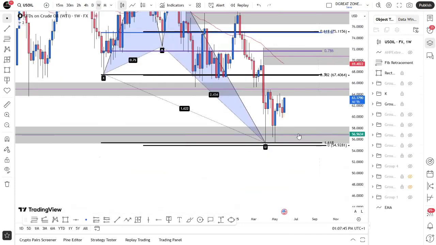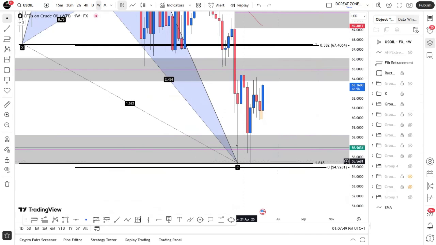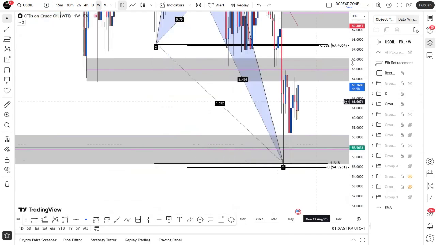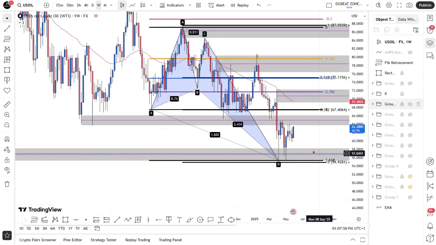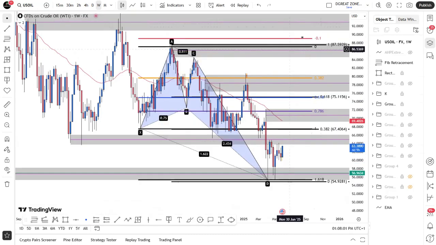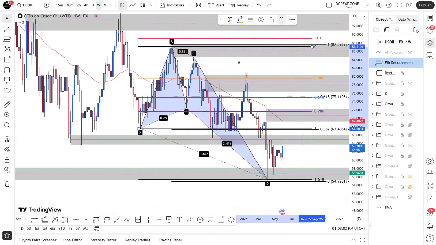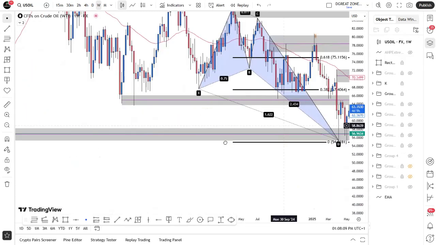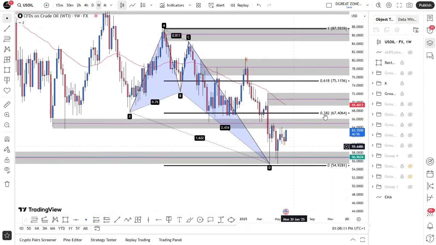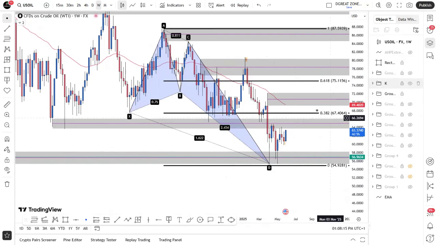Look at how accurate that is. It has happened in the past countless times. You can see all of these are past successful trading opportunities we had on US oil. It has happened in the past and it will happen again. There are no two ways about it. Key level, valid harmonic pattern. We are looking at 0.38, which is $67.4060, and then the final target at 0.61, which is 75.1156.